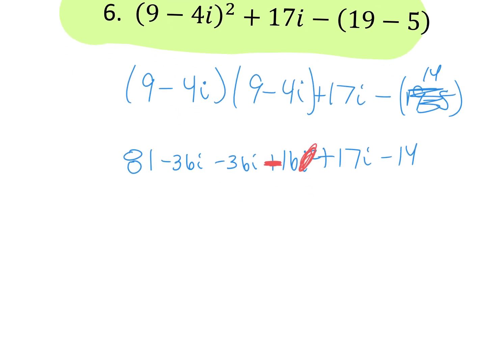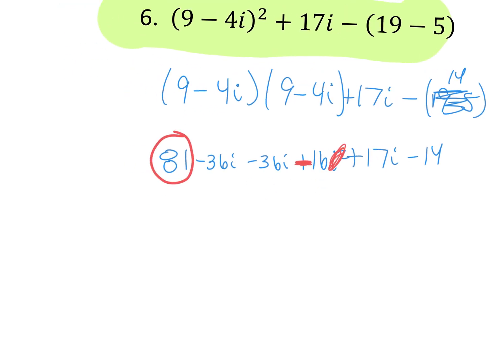Now we just say real with real. So I have 81 minus 16, which is what? What's 81 minus 16? 65. Okay, and then minus 14. 51, okay, so 51. And then I have negative 36i and a negative 36i. Negative 72i, and then plus 17i.